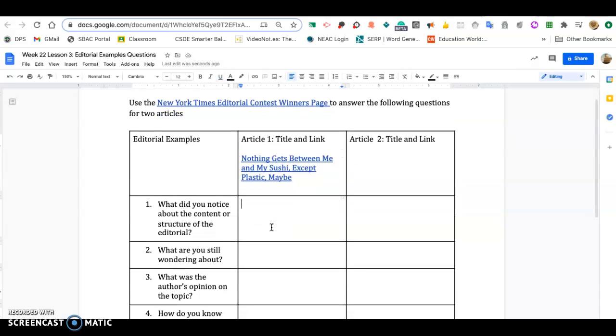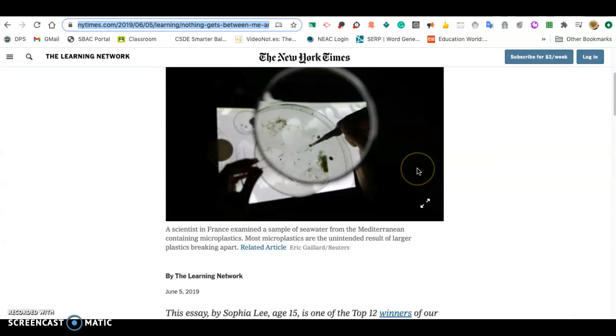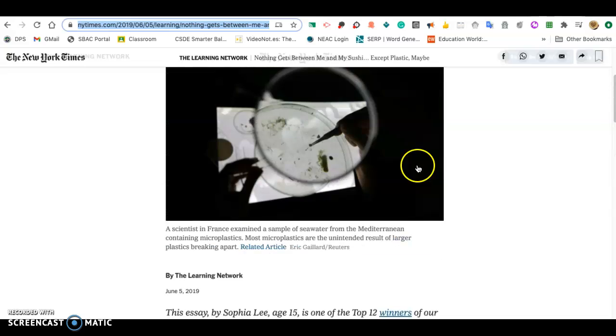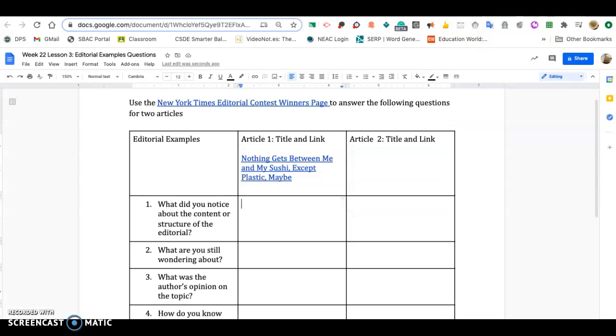So what did I notice about the content or the structure of the editorial? Again, we just read this together, but one thing I definitely noticed was the author's word choice was really intense. So I'm going to put that. And I think intense is a good word for it. The word choice was really strong and made me think really negatively about the idea that plastics could be in my food. So I'm going to write that too.